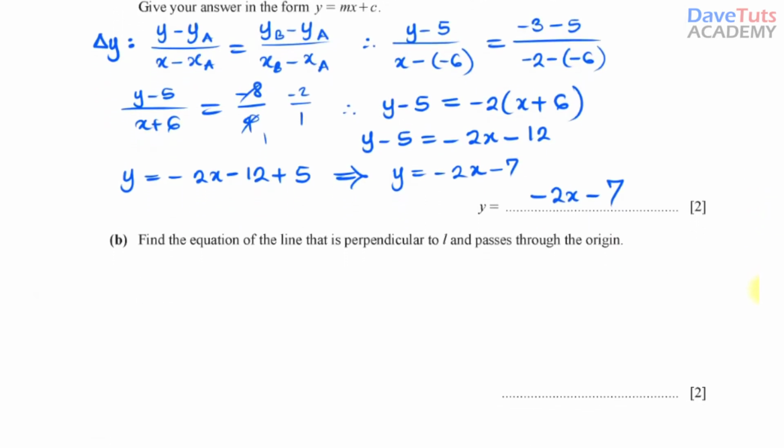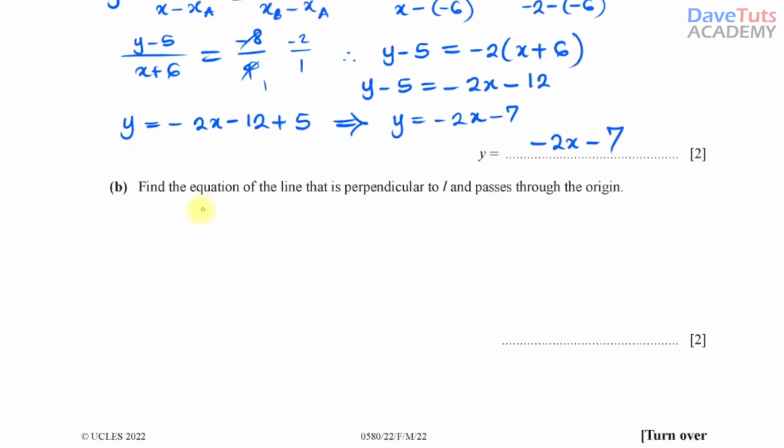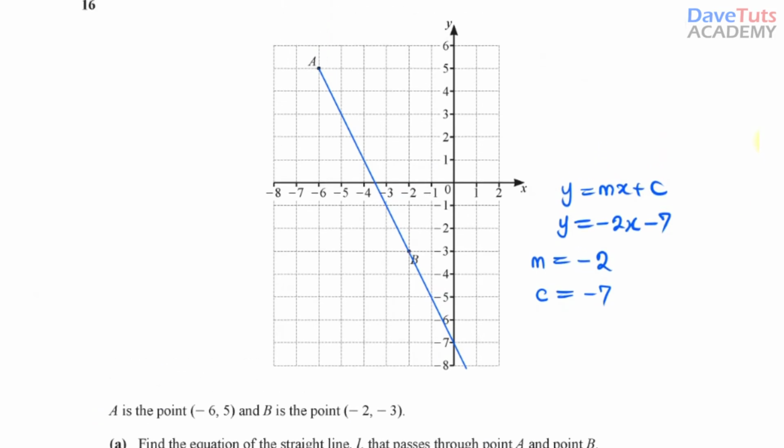Okay, then moving forward, we are to find the equation of the line that is perpendicular to this line L and passes through the origin. So we have the origin 0, 0, but then we are told that it is perpendicular to L. Let me go and show you something again on the graph.